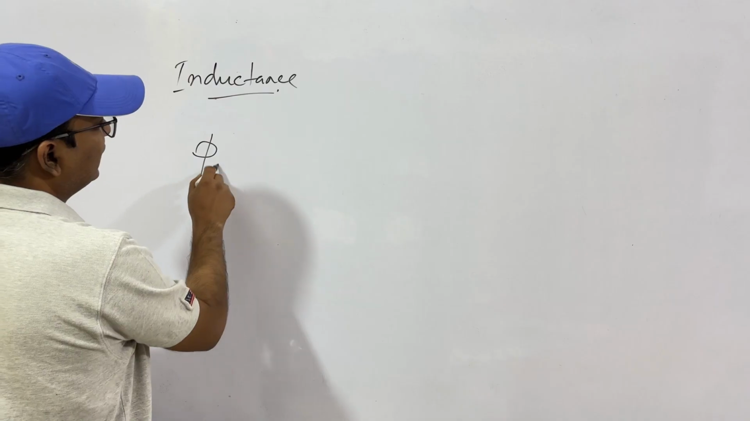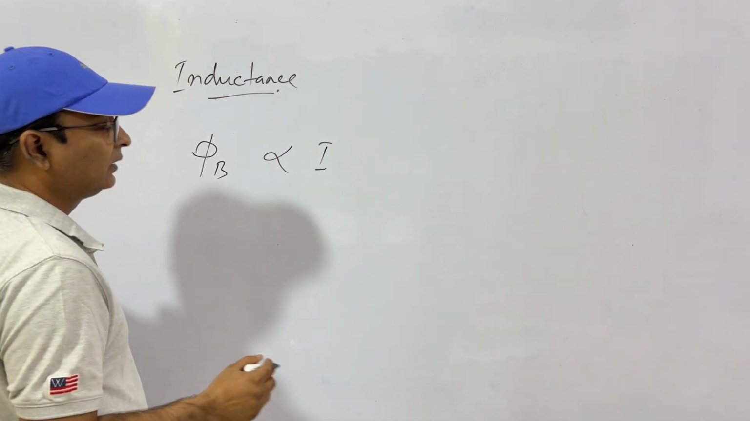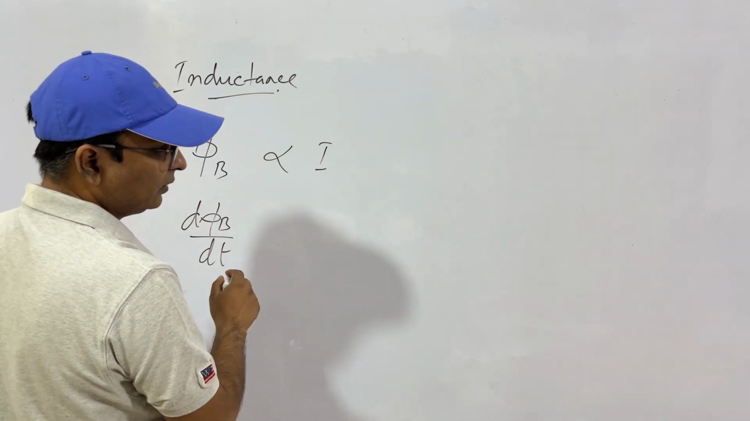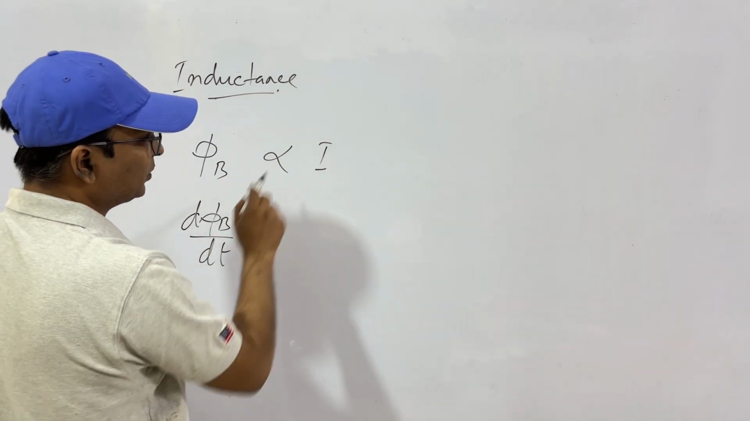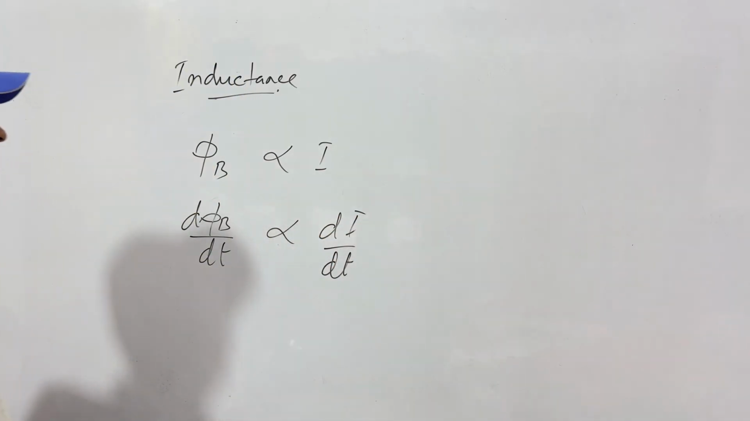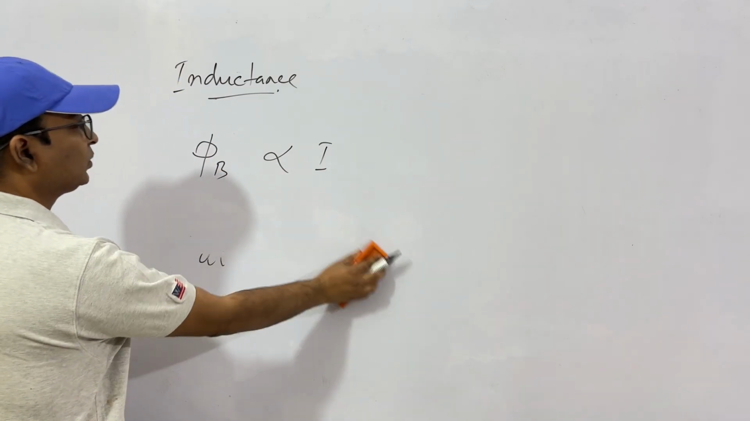What we have seen is that the flux is proportional to I. We have seen d phi b by dt is proportional to electromotive force, which is proportional to I. So we can say this is the case. So from here we get that flux phi is proportional to I.